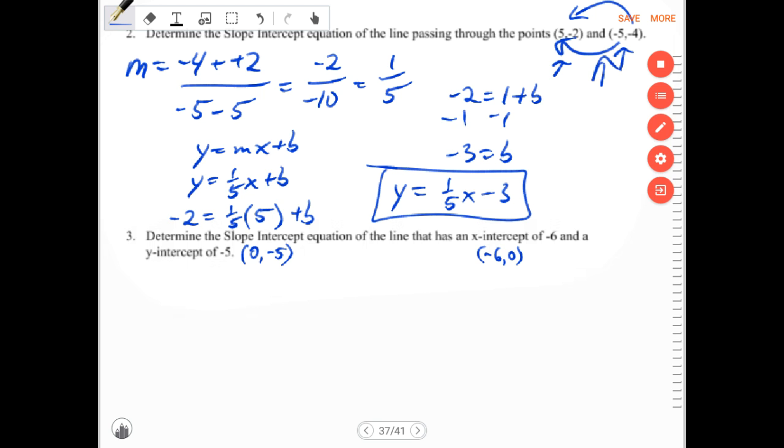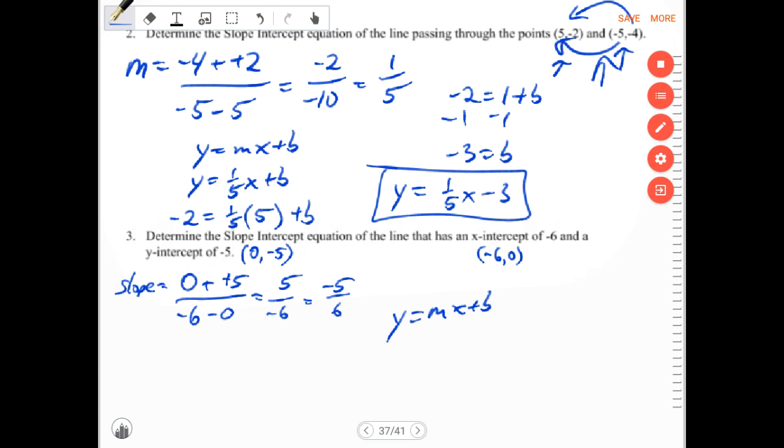Now it's just like example 2. You have to figure out the slope. So slope equals 0 minus 5 over -6 minus 0. Look, so that's going to be plus 5 over -6, or -5/6. Okay, awesome. Then we go y equals mx plus b, so y equals -5/6 x plus b.